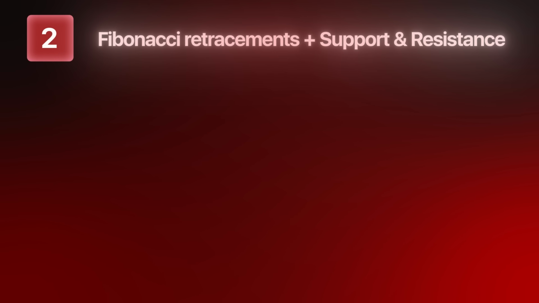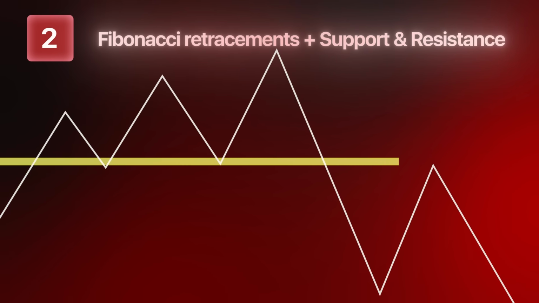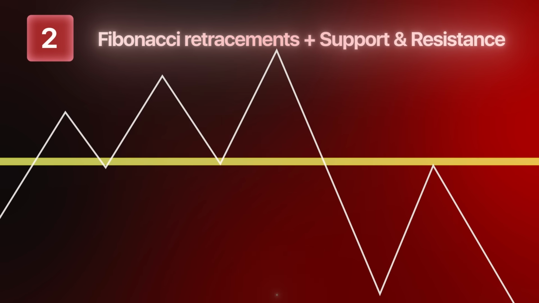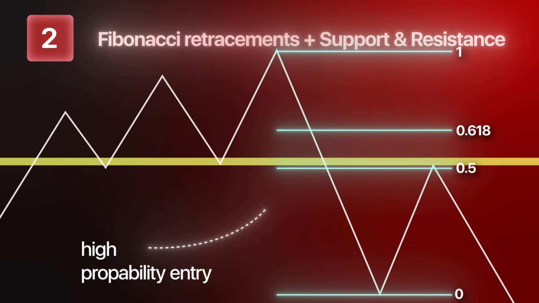Now let's get into the second part, using Fibonacci with support and resistance. Fibonacci levels on their own are just numbers, but when a Fib retracement lands exactly in a strong zone that's been tested before, that's a confluence. For example, let's say you put a Fib and the 0.5 retracement lines up with a support and resistance zone from the last two swing lows. That zone just went from being a random line to a high probability entry. Always think, does this Fib level mean something on the chart beyond just the number? Stacking confluences is the name of the game here.